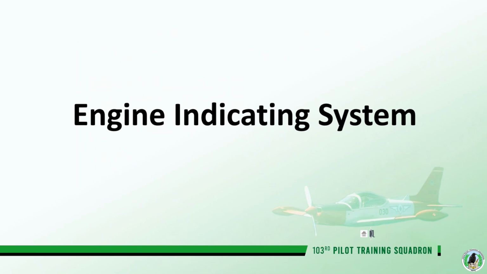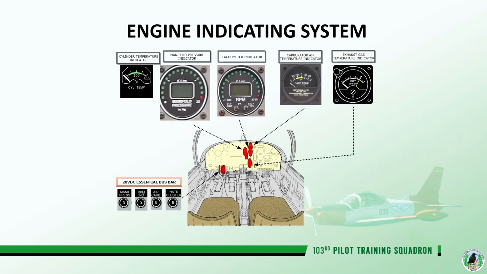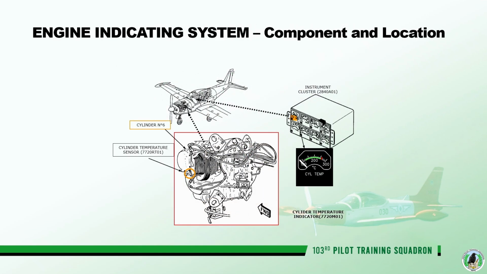Engine indicating system. First up, let's talk about the engine indicating system. This system provides crucial information about the engine's performance, allowing pilots to monitor its health and operation. It includes several key indicators: cylinder temperature indicator, oil temperature indicator, manifold pressure indicator, tachometer indicator, oil pressure indicator, fuel flow indicator.